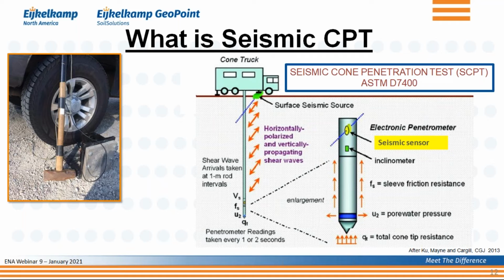That's no problem. You hit that plate horizontally, and that creates a seismic wave, which then gets recorded by the seismic sensor. You do that test, say, every meter or every 2 meters, whatever depth interval you would like to have, and you record that information.